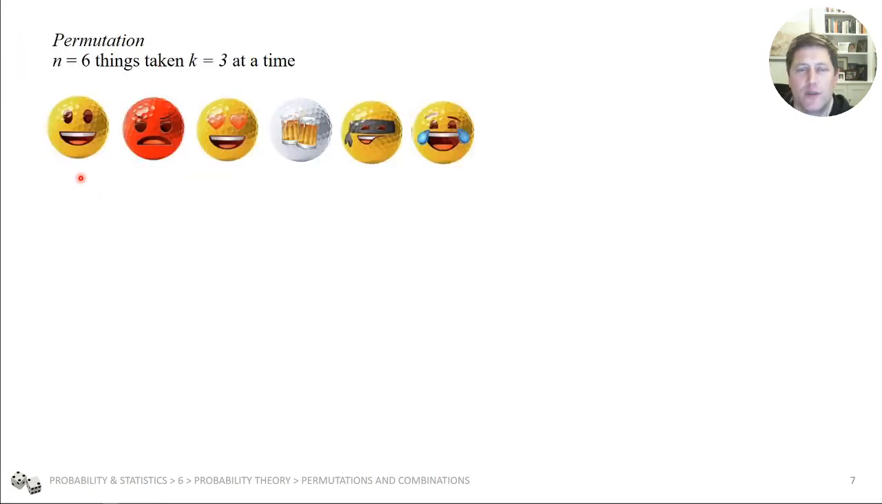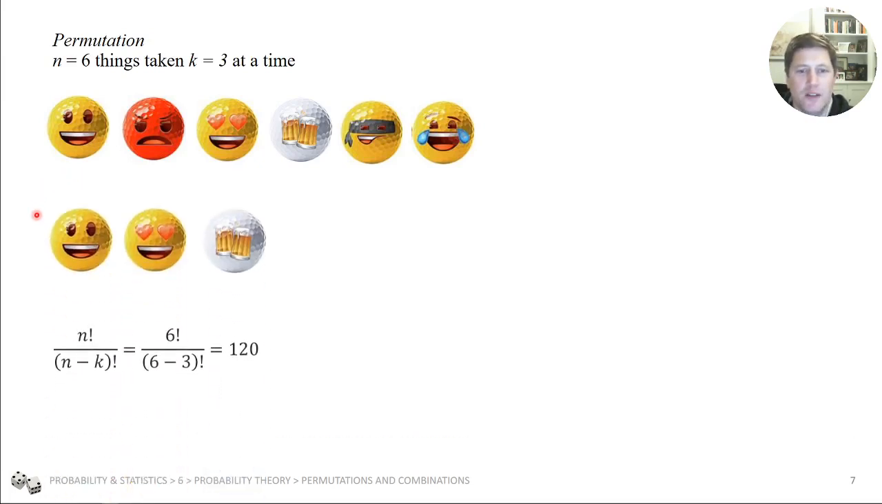So here, for example, we've got 6 different things, and we're going to take 3 at a time, randomly. So in that case, it's 6 factorial divided by (6 minus 3) factorial, which is 120. There are 120 different ways of taking 3 of these when we're considering order as well.